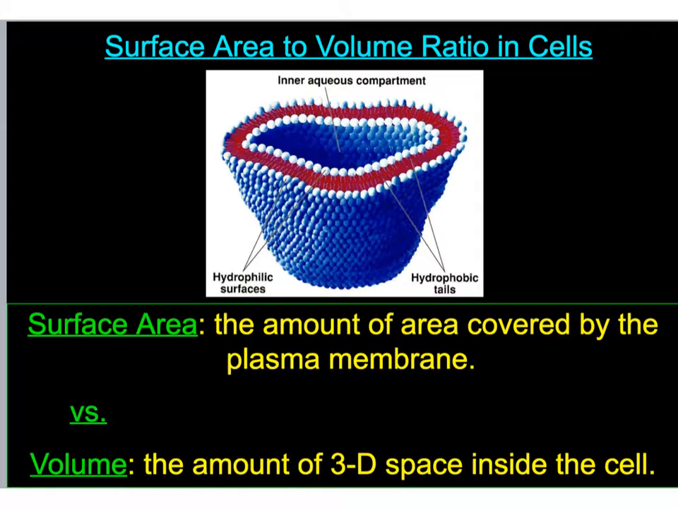Here's a quick reminder of what surface area and volume are. I'm assuming you already know this. Surface area is the amount of surface that covers something, the actual area of the surface covering the object, whether it's a sphere or a cube. The volume is how much 3D space there is inside of that structure. For a cell, the surface area is how much area is covered by its plasma membrane, and the volume is how big the cell is, how much space there is inside the cell.